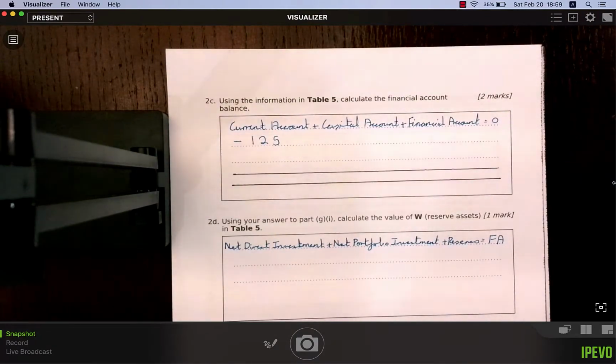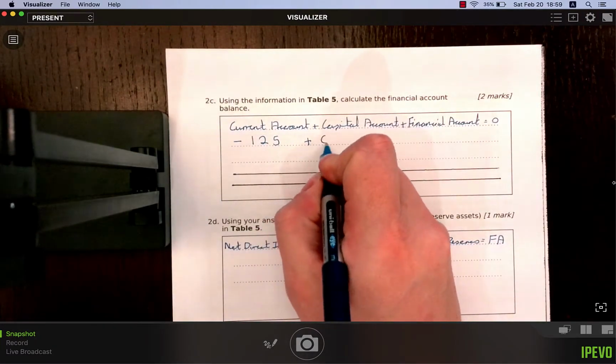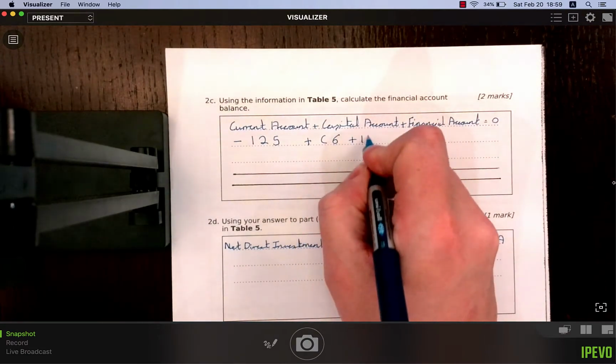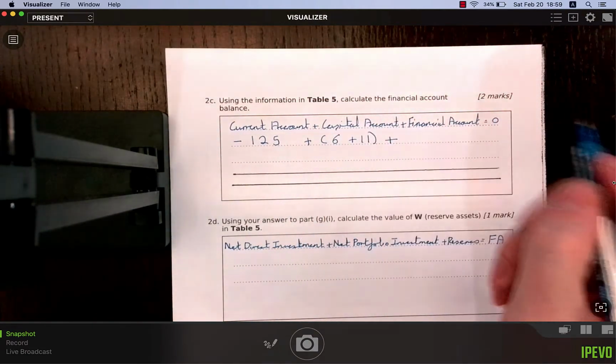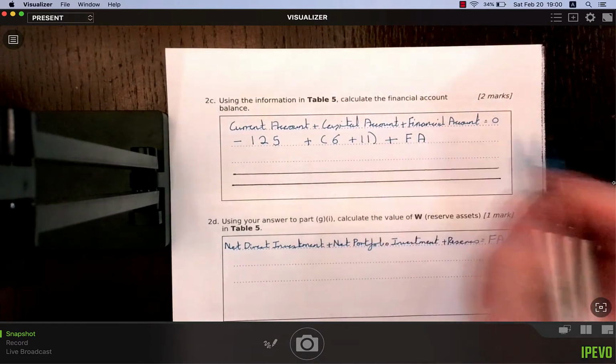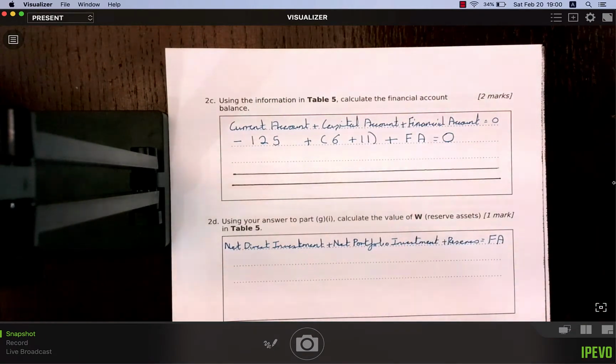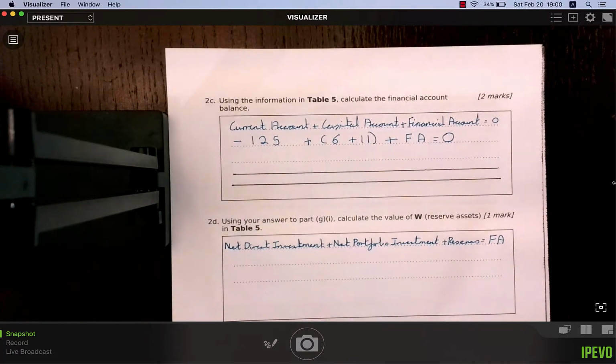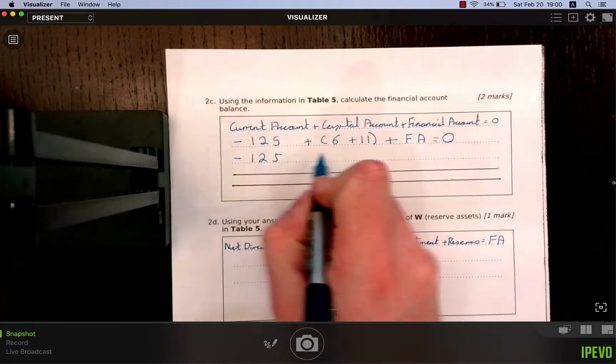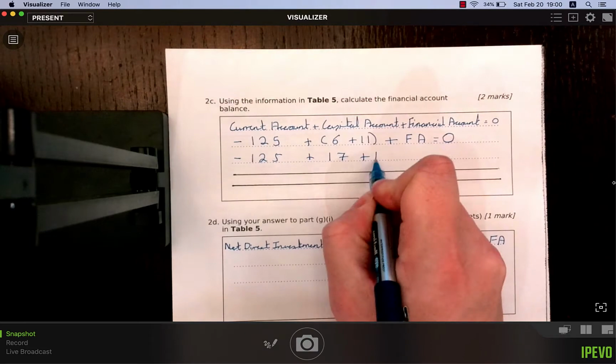So this is what we do, we just write plus 6 plus 11, or 11 plus 6, it doesn't matter. Now, plus, we're trying to calculate the financial account, so we don't know what that is, so we just write plus FA. We know because of the nature of how the balance of payments is constructed and calculated that it has to equal 0 when you add the current account plus the capital account plus the financial account, and if you want to be very comprehensive, plus net errors and omissions. But for these questions, we can assume those away. So what I've got is minus 125, plus 17, plus the financial account, and all of that equals 0.